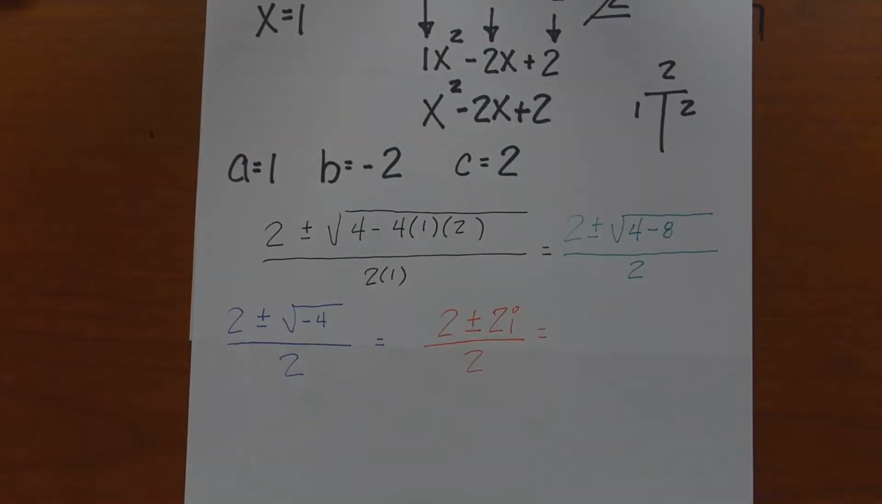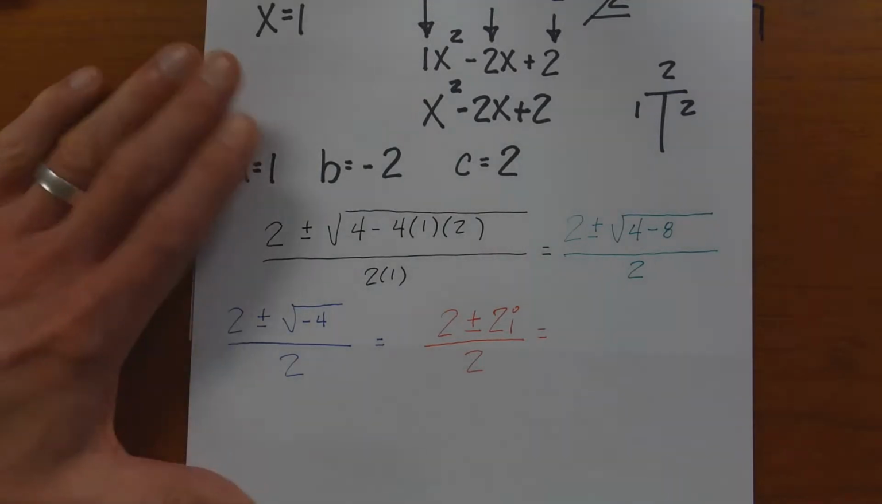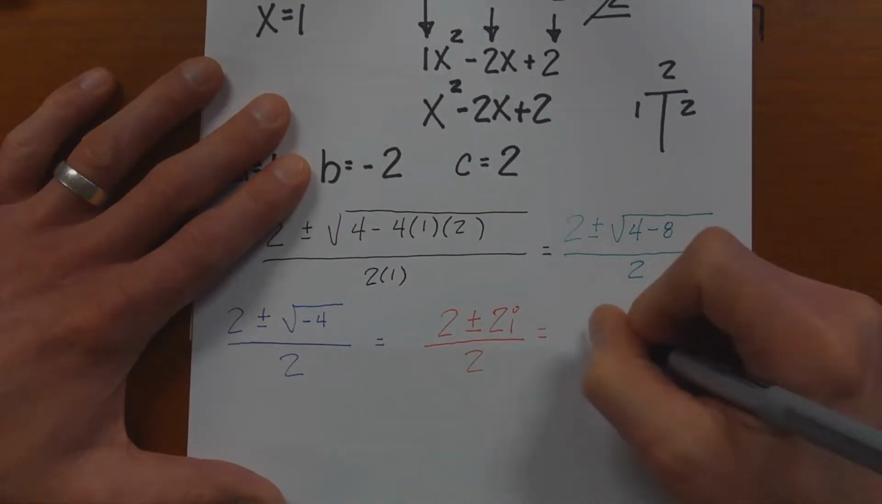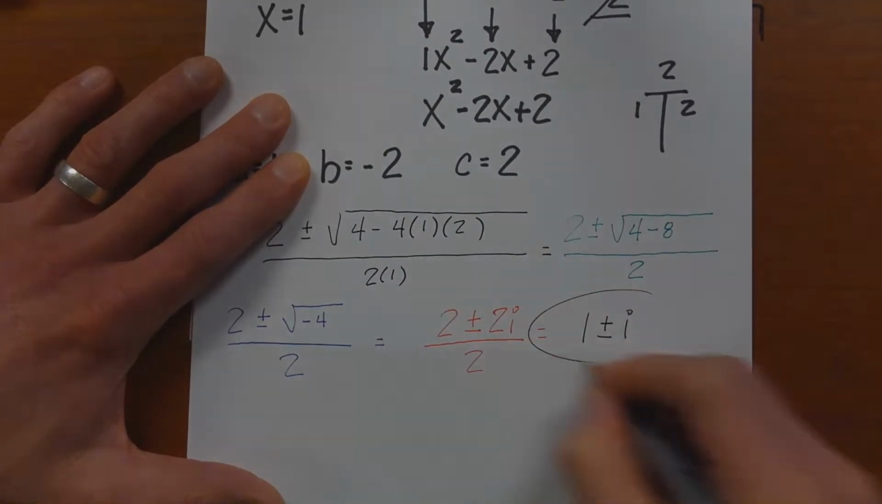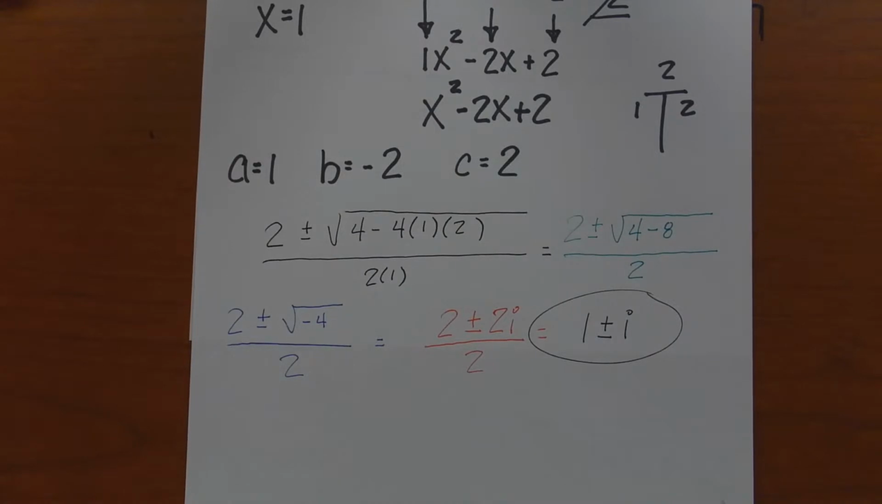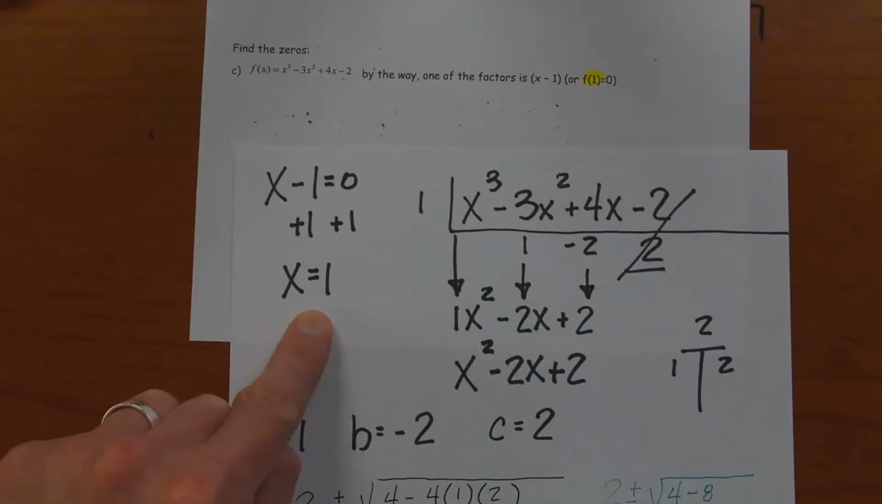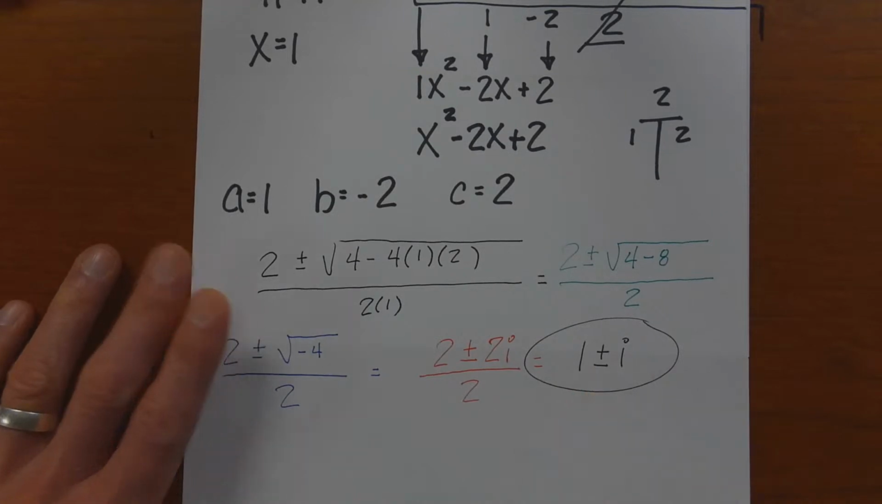And now we can simplify. Every single one of these terms is divisible by 2. So we're going to divide them all by 2, leaving us with 1 plus or minus i. We have now found all of the roots. Here's 2 of them here. And the other one, remember, is there. So our answers are 1 and 1 plus or minus i.